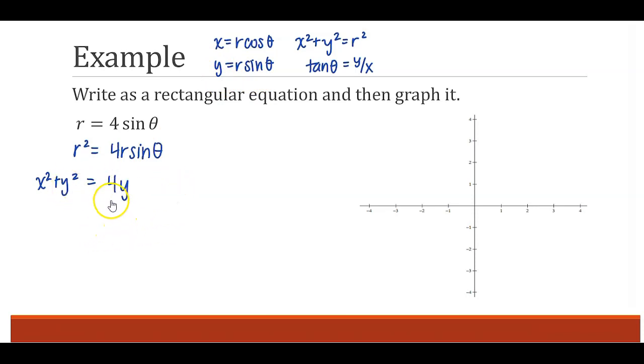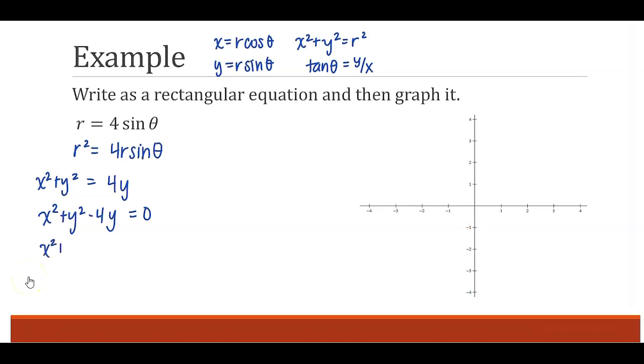And so now here I want to think about what this equation looks like. So this is a conic section, and I'm going to go ahead and subtract the 4y to the other side for a second. So I have x squared plus y squared minus 4y is equal to 0. And in order to be able to recognize what this is, I'm going to go ahead and complete the square on the y squared minus 4y part.